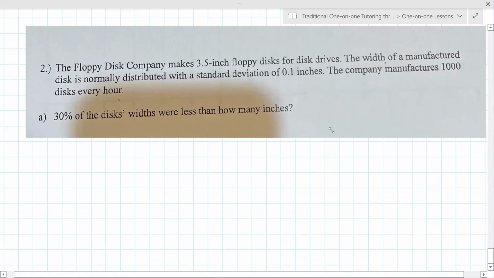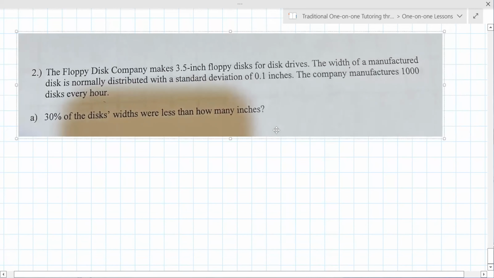Okay, do you know what a floppy disk is? Just curious. Yeah, I've heard of it. You've heard of it? All right, the floppy disk company, these aren't even made anymore. I mean, unless they're gag gifts or something, makes a 3.5-inch floppy disk for all disk drives. Okay, all right.